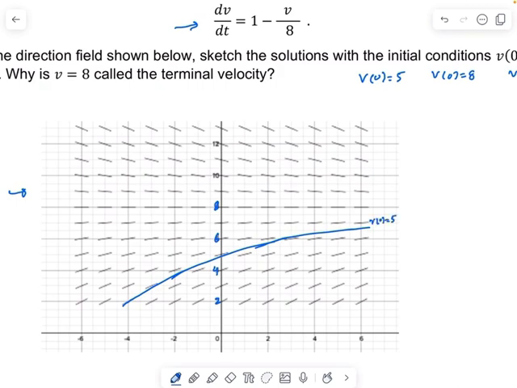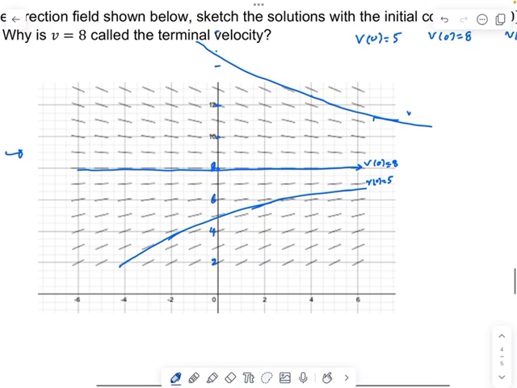So what about 8? The 8 one will be just the horizontal line. What about 15? Well, 10, 12, 14, 16, so v will be something here. We are coming down like this, and it's again going to level off at 8. It will take a little bit longer to get there because of the slowly changing tangent lines, but eventually it's going to go to 8. So this will be v(0) equal to 15.